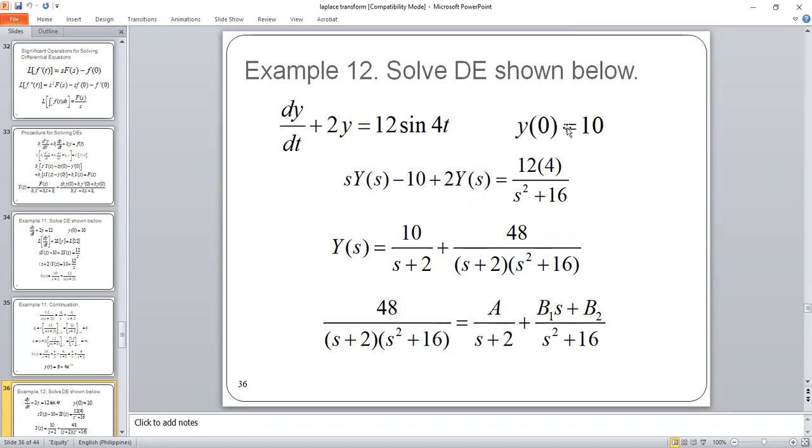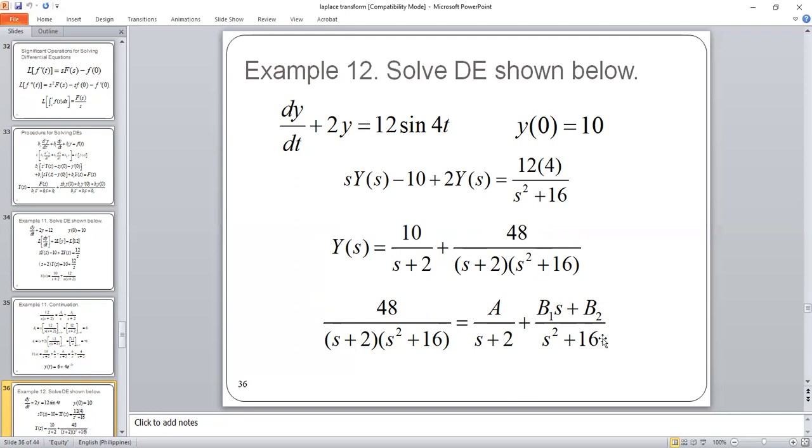So you have a 10 which is transferred here, so that would be 10 over s plus 2. And you have a 48 over s squared plus 16, and you have another s plus 2 due to the division by s plus 2 on the left side. Now, you don't need to use partial fractions here. You only need to use partial fractions on this side. So this is your linear factor, and this is your quadratic factor.